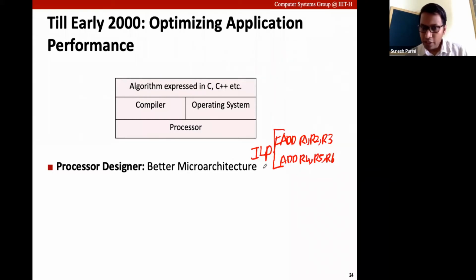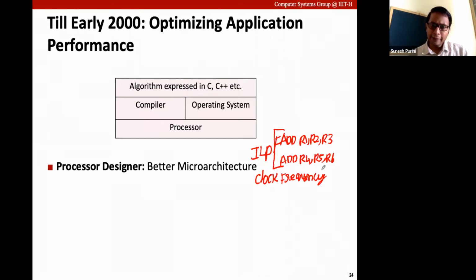The second method they use is by reducing the size of the transistors, and they are able to run the processors at a higher clock frequency. So improving the clock frequency is the second approach.